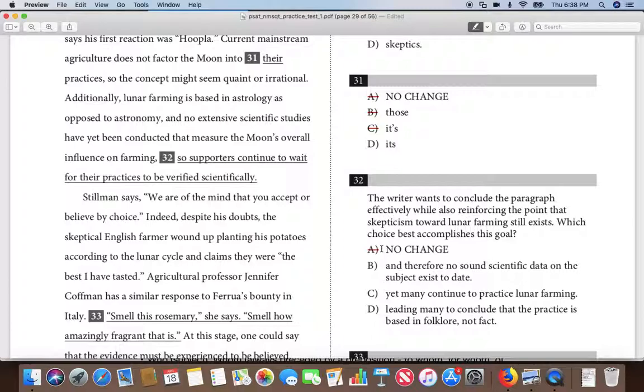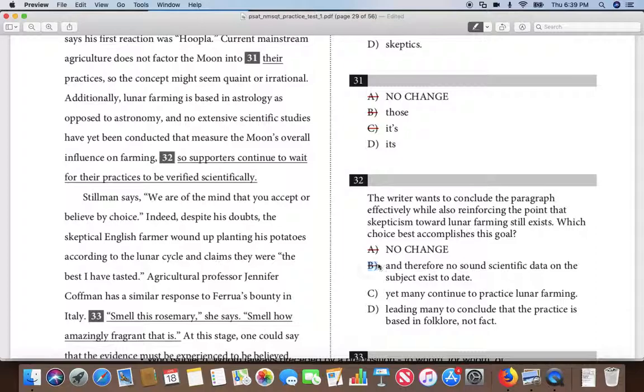Just the underlined portion. Sorry. You're good. And therefore, no sound scientific data on the subject exists to date. Does that conclude the paragraph effectively and reinforce the point that skepticism toward lunar farming still exists? There's definitely skepticism. But where does it reinforce the point that skepticism still exists? That there is no scientific data on the subject. You're making a logical jump, and it's a very reasonable jump. That may be reason for someone to be skeptical, but does that reinforce the point that skepticism still exists? No, not really. It's tempting, but it just doesn't do that. We're trying to directly address the question. I don't like B.